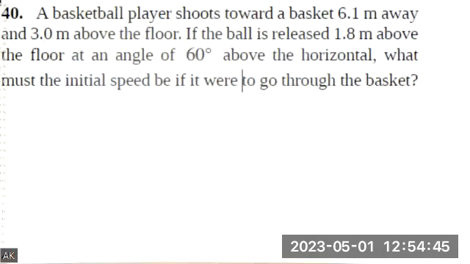This is the question, okay? A basketball player shoots toward a basket 6.1 meters away in the horizontal direction, I guess. And the height is 3 meters. That's the position of the basket. Basket is basket, yani topun gireceği şey, sepet. If the ball is released 1.8 meters above the floor at an angle of 60 degrees above the horizontal, what must be the initial speed if it were to go through the basket?